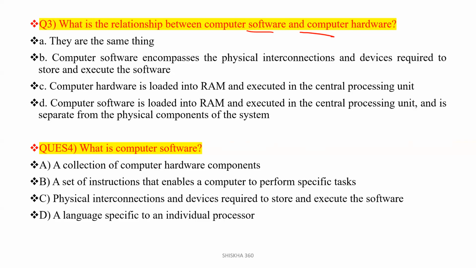Or option D, that is computer software. It is loaded into the RAM and executed in the central processing unit, and it is separated from the physical components of the system. So option D will be the most accurate answer. Computer software is loaded into RAM, executed in the central processing unit, that is CPU, and it is separated from the physical components of the system. Option D will be the correct answer.